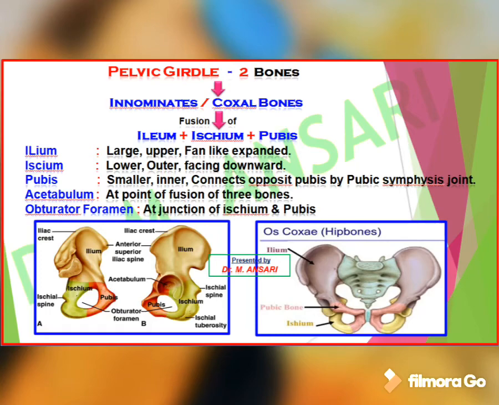joint called pubic symphysis. At the junction of these 3 bones, that is ilium, ischium and pubis, a cup-shaped depression is present called acetabulum. With the acetabulum, the head of the femur forms a ball and socket joint. At the junction of ischium and pubis, a foramen is present called obturator foramen. This obturator foramen gives passage to arteries, veins and nerves.